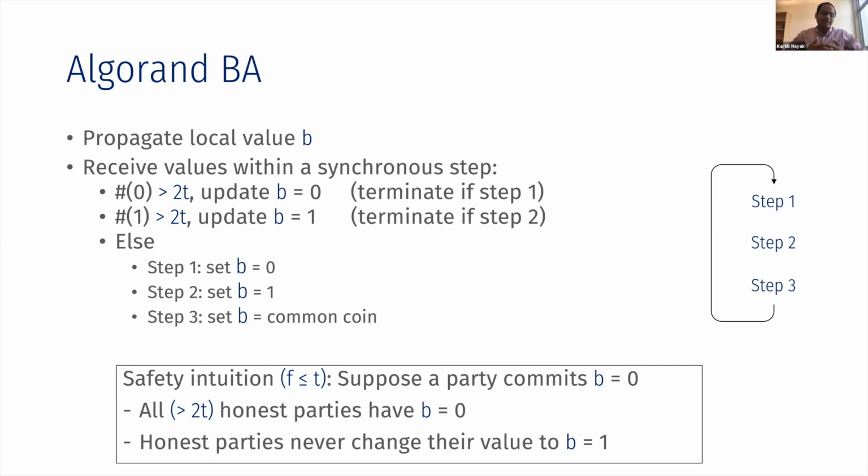So at the end of the step, all honest parties have b equals 0, and eventually, if this constraint holds, then you will always hit this first condition on the number of votes being greater than 2t for b equals 0. So they will never change their local value to b equals 1, and a different value will never be committed. So, very simple intuition on why this protocol works.